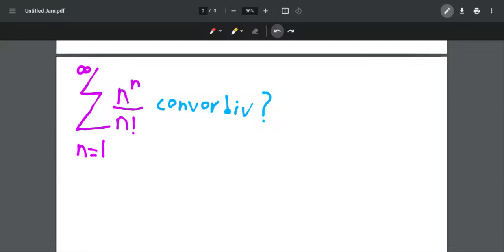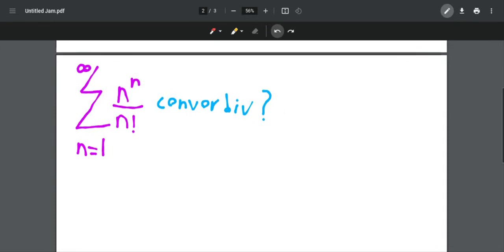Hi, I'm Kian, and today I want to show you how to use the ratio test to find if a series converges or diverges. So we have the series from n equals 1 to infinity of n to the power of n over n factorial. I want to find if it converges or diverges.